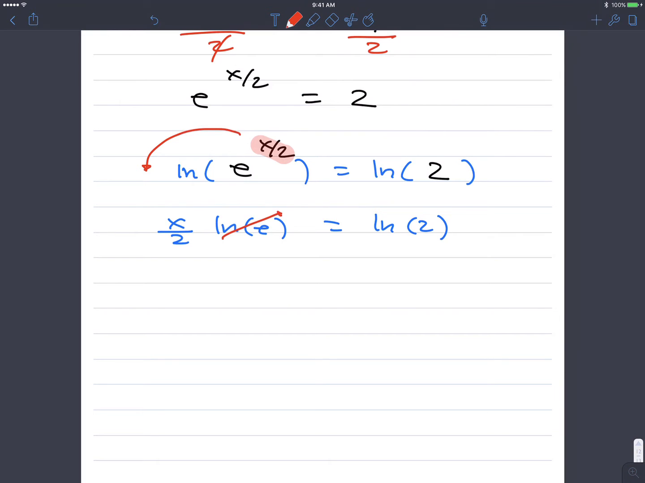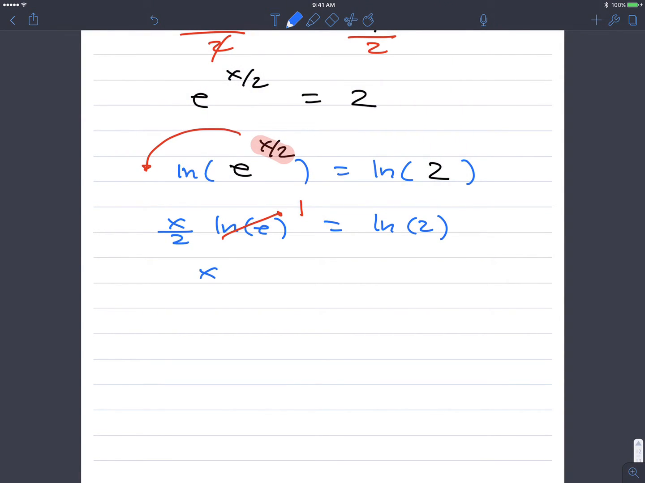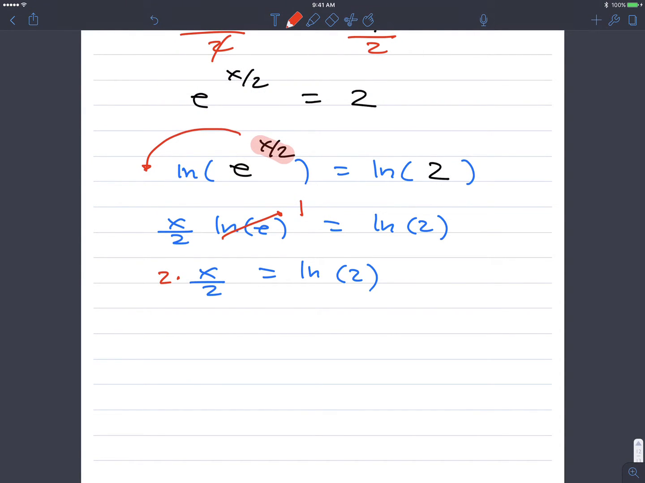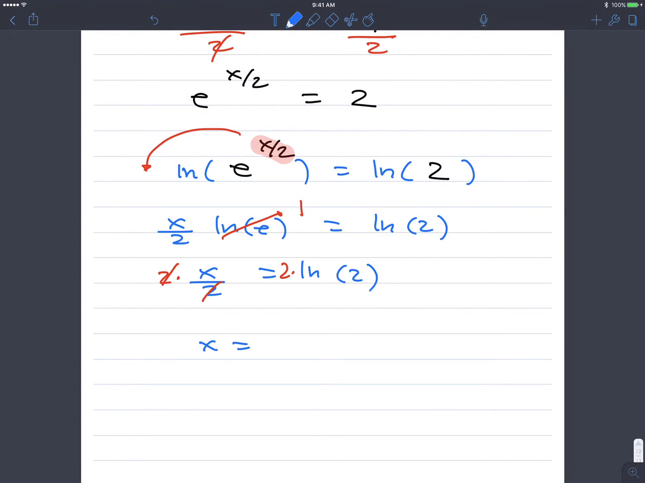Natural log of e is the value 1. So I get x over 2 is natural log 2. This time I'm going to multiply both sides by 2 to get my cancellation with a 2. And I'll have x going to be 2 natural log 2. Here's how we could describe our answer.